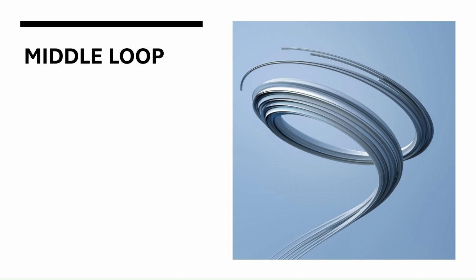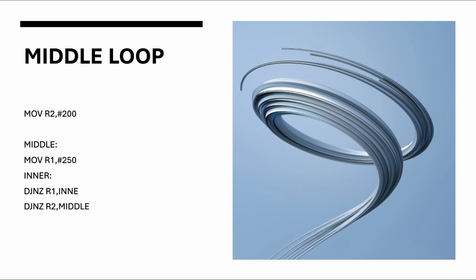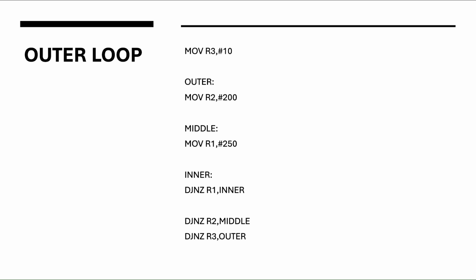Add middle loop. MOV R2, #200. Middle: MOV R1, #250. Inner: DJNZ R1, inner. DJNZ R2, middle. Every time R2 decreases, the inner loop runs again. Still not enough delay. So add one more loop.